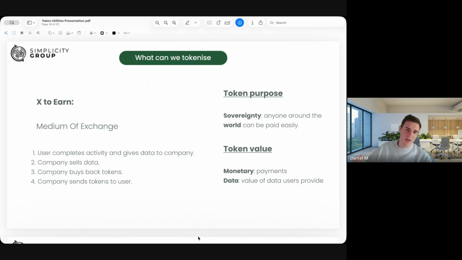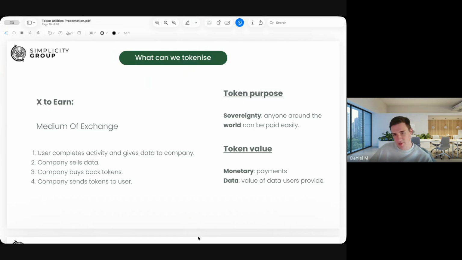Well, in X2Earn, you have a medium of exchange. The user completes an activity and gives data to a company. This can be running, this can be swiping, this can be whatever you want it to be. Again, it can be anything to earn. Even if you're playing a game, technically it's then not necessarily data being acquired by the game. And that's why play to earn didn't work. But let's home in on something where data is actually acquired by the company.